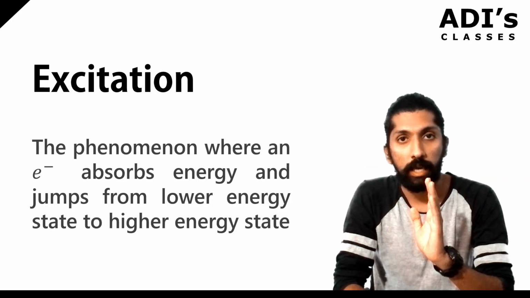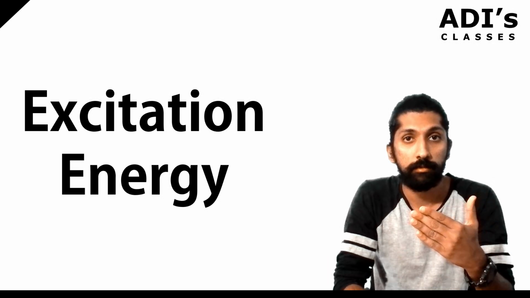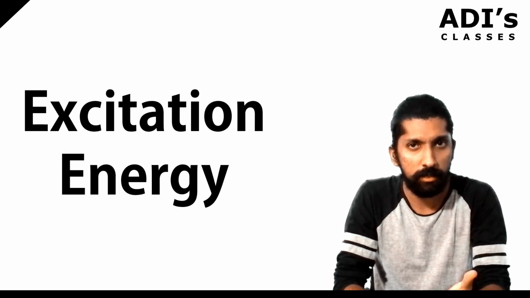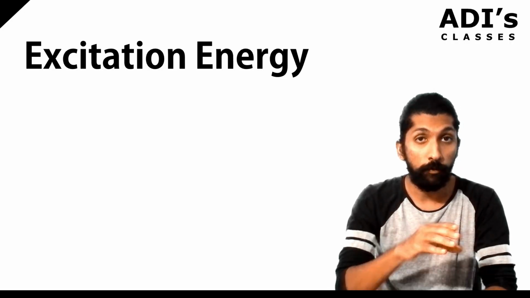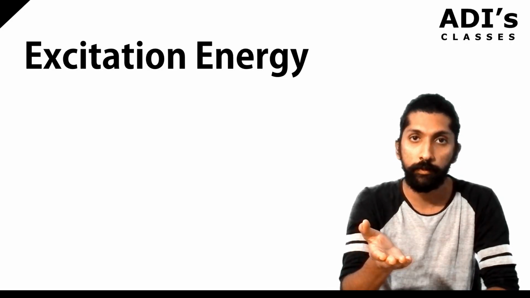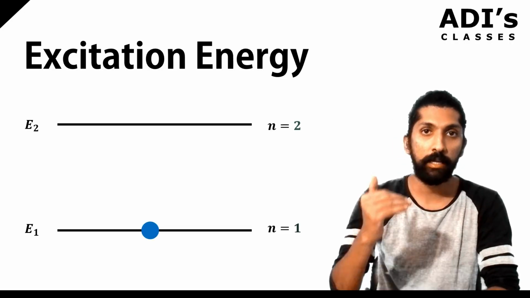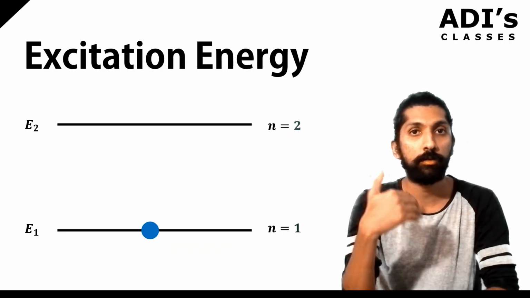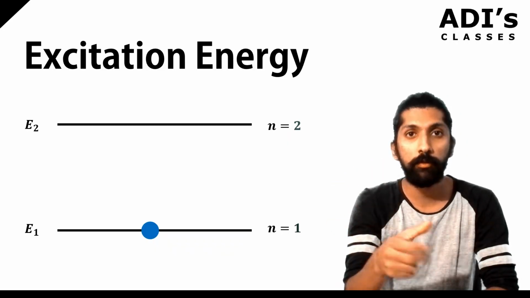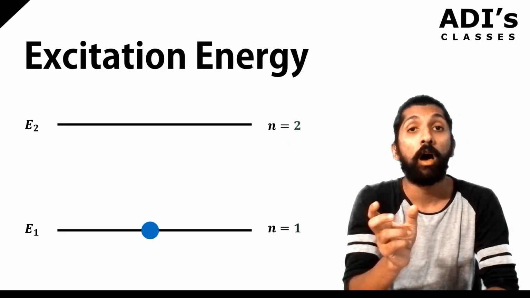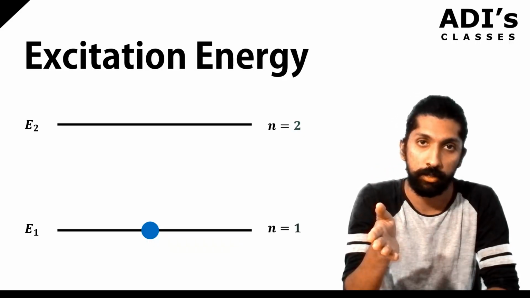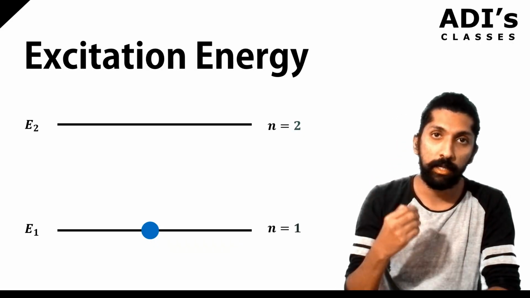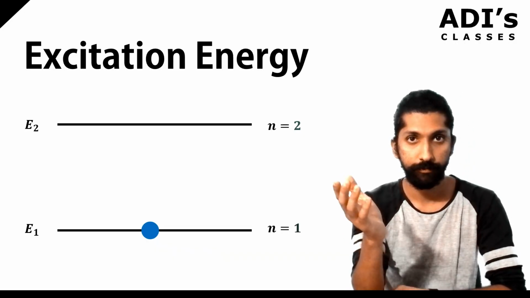Now, excitation energy. If you are trying to figure out what it is, it's very simple. For the electrons to be excited, we need to give some amount of energy, isn't it? Say, if I have to jump from the first orbit to the third orbit, some amount of energy is required. How much energy is required? That is basically the excitation energy. Mathematically, we can easily calculate it.